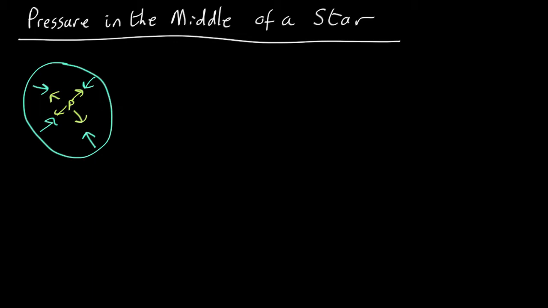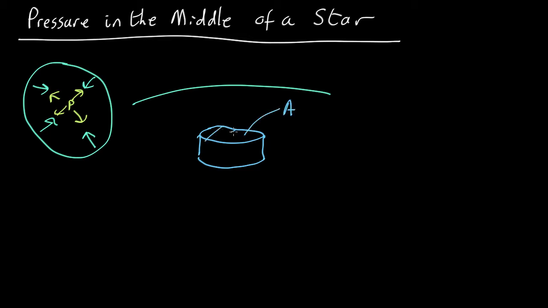So let's zoom in. Let's have the surface of the star, and let's take a cylinder of gas somewhere in the interior of the star. Now it's got an area A on the top and bottom, and a thickness which is quite small, so we'll call it delta R, that being the calculus notation for a small amount of radius. And this cylinder is going to have a mass.